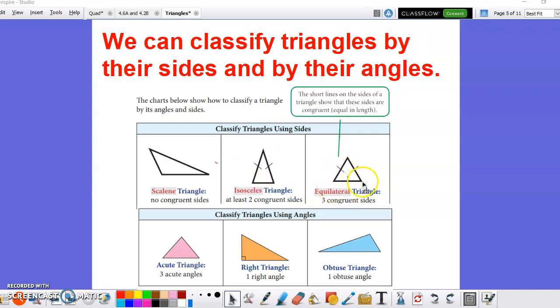All of my angles are the same. It would also be considered an acute triangle because each one of these sides is the same. So that means that each one of these would have to be the same angle.